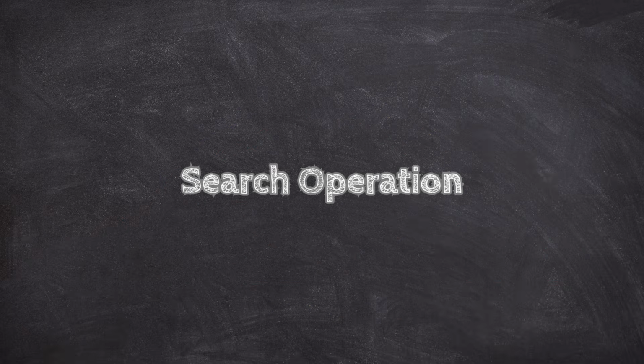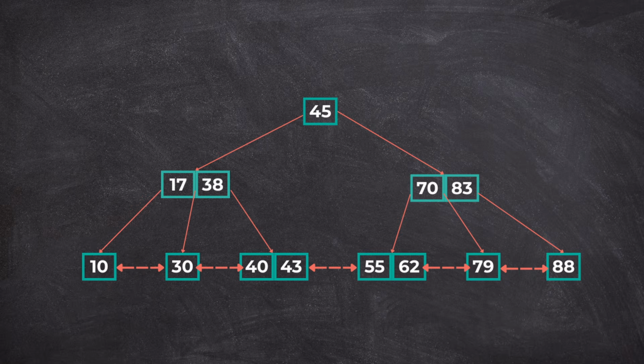So, how do we actually search in a B+ tree? We always start at the root and compare the search key with the keys in the current node. If the key is smaller, we follow the left pointer. If it's bigger, we follow the right pointer. If it's in between, we follow the pointer between those two keys.